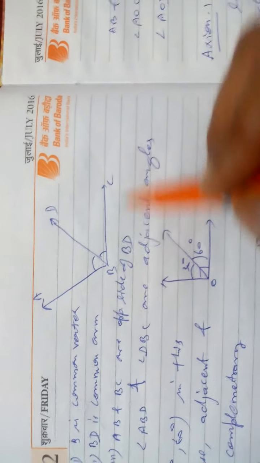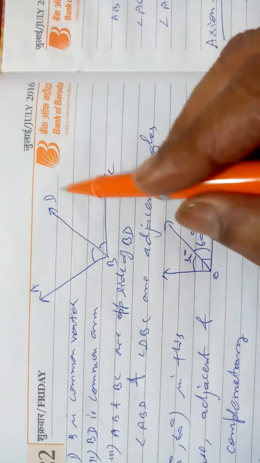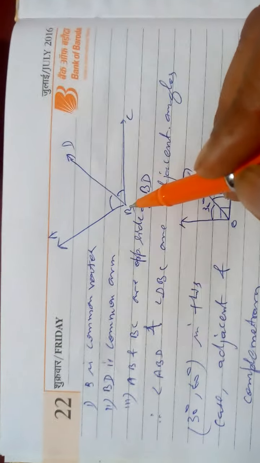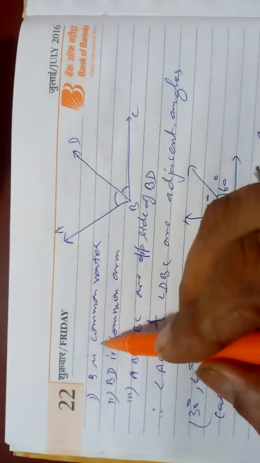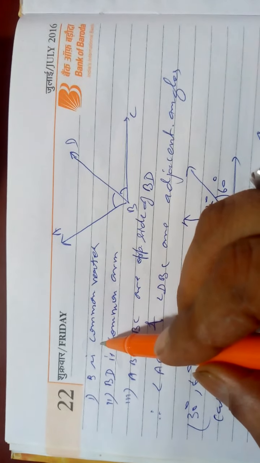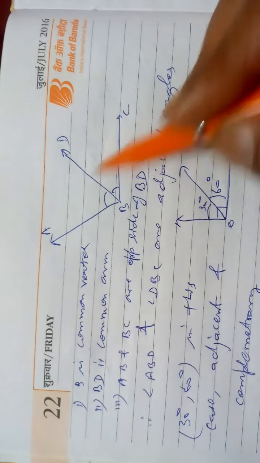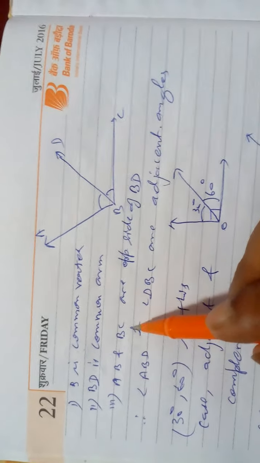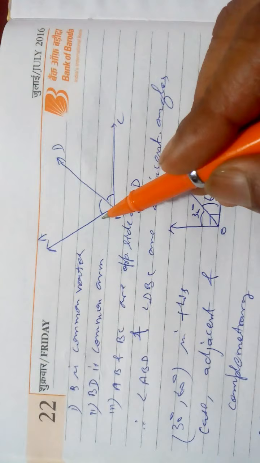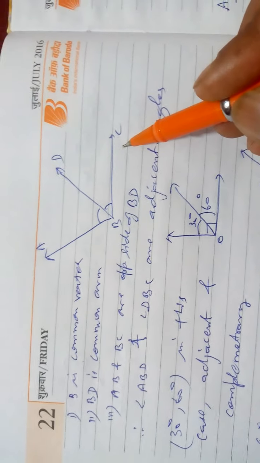For example, you see AOD and DOC, ABD and DBC, two angles given. What are you getting? You see here, the first condition is fulfilled: B is a common vertex. BD is a common arm of these two angles. AB and BC: AB is the side of one angle and BC is the side of the other angle.